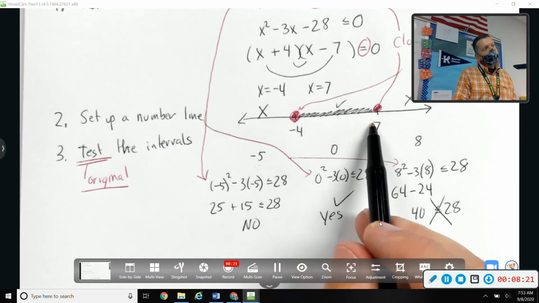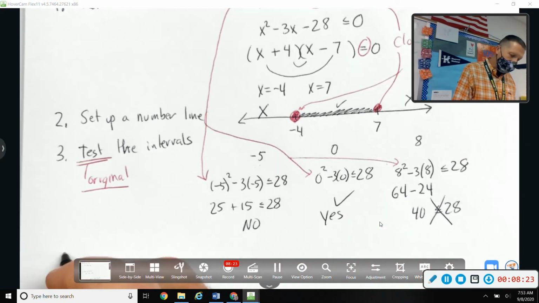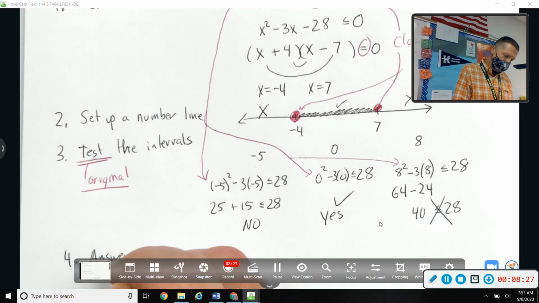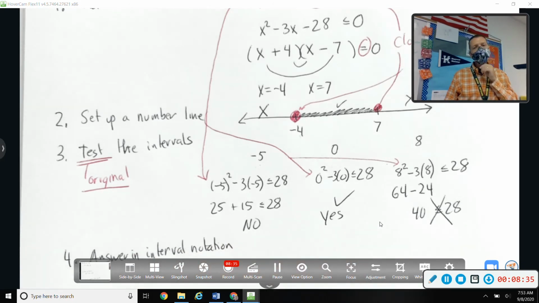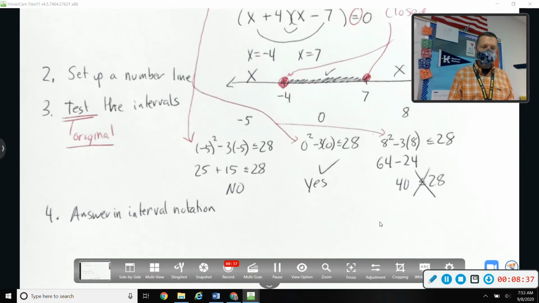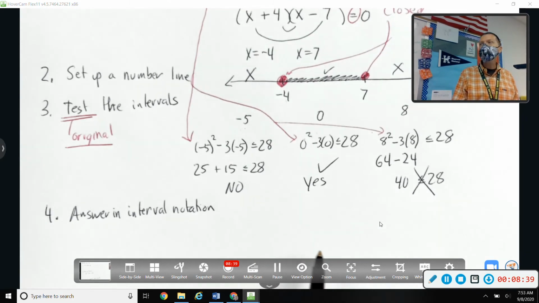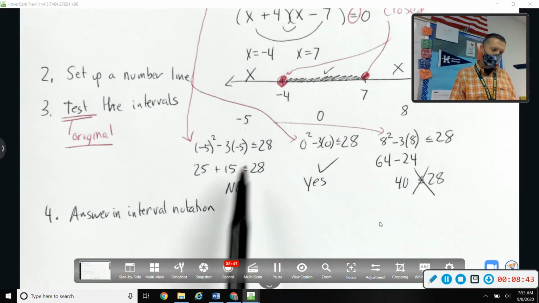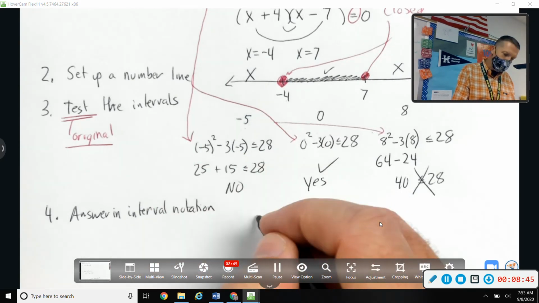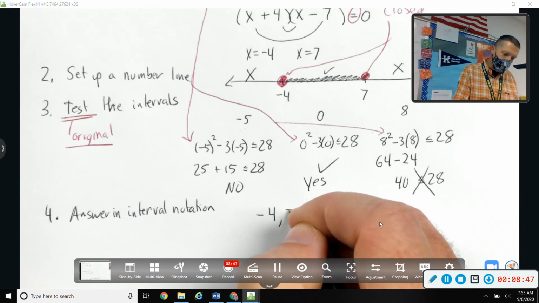So here's a picture of our answer, but we want our answer, step 4, in interval notation. And going from a picture to interval notation is usually one of the easier things, because you just read the number line left to right. Our solutions start at negative 4 and they end at 7.